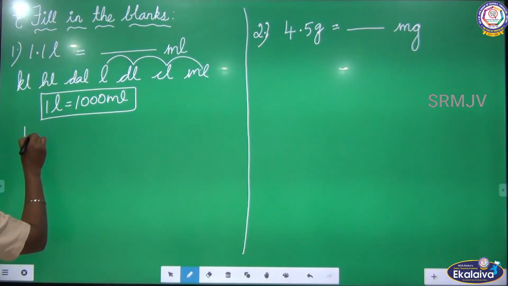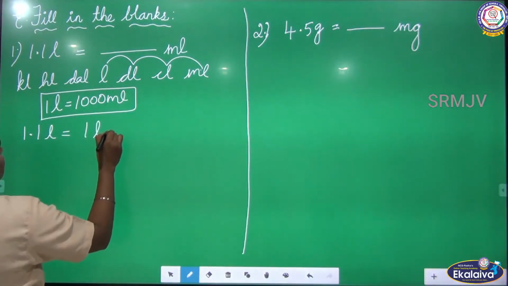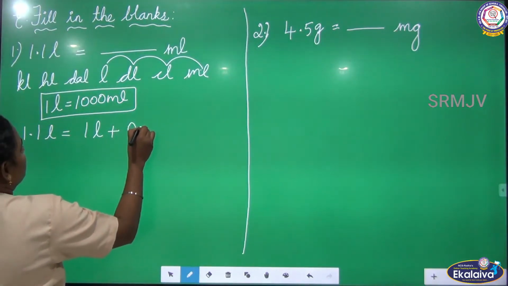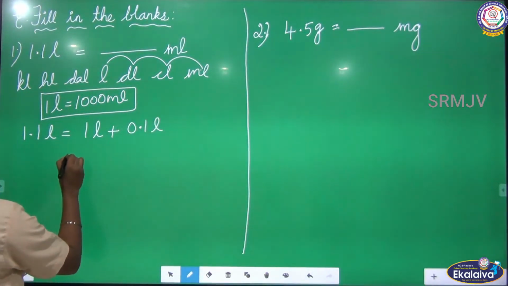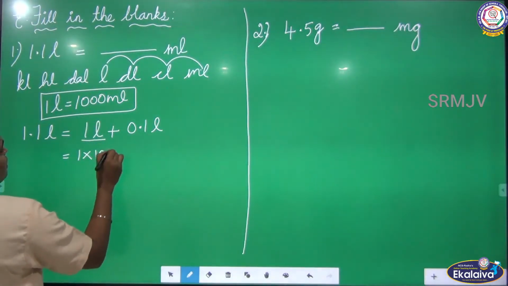So 1.1 liter equal to, we can write 1 liter plus 0.1 liter. So 1 into 1000, 1 liter equal to 1000 milliliter.